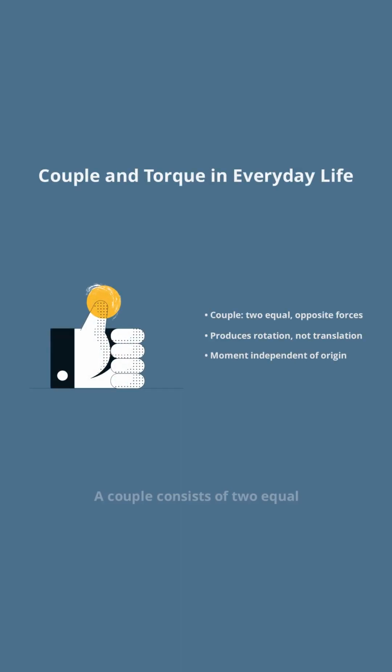A couple consists of two equal and opposite forces acting at different points, creating a pure rotation without translation. Turning a bottle cap or using a wrench are everyday examples of applying a couple. The moment of a couple is independent of the point about which it's calculated, making it a fundamental concept in rotational mechanics.